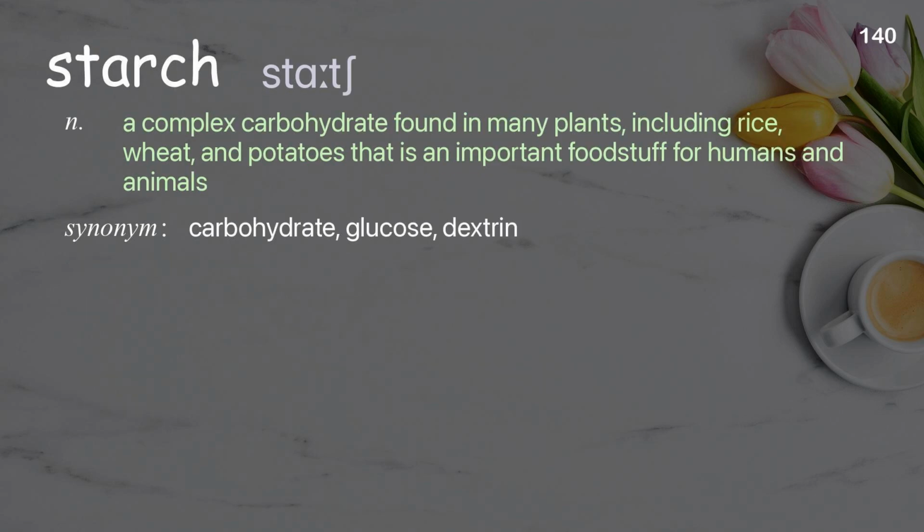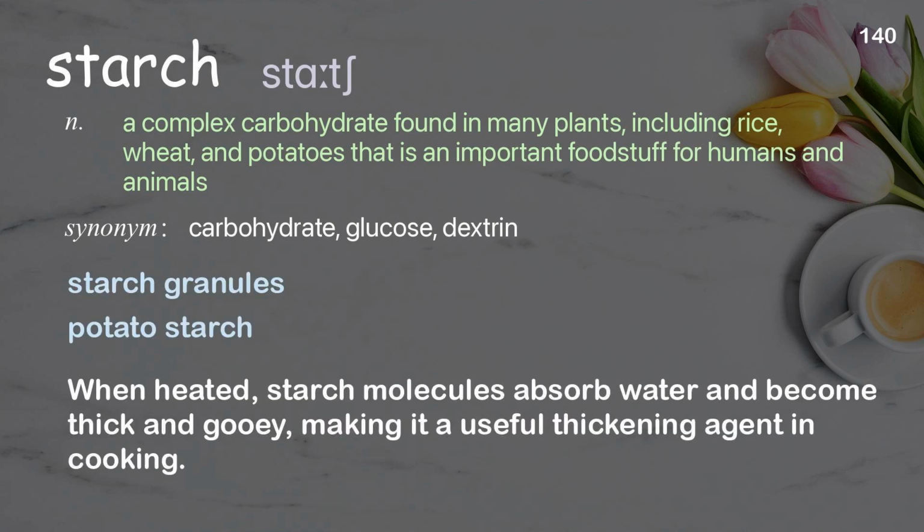Starch. A complex carbohydrate found in many plants, including rice, wheat, and potatoes, that is an important foodstuff for humans and animals. Examples: Starch granules. Potato starch. When heated, starch molecules absorb water and become thick and gooey, making it a useful thickening agent in cooking.